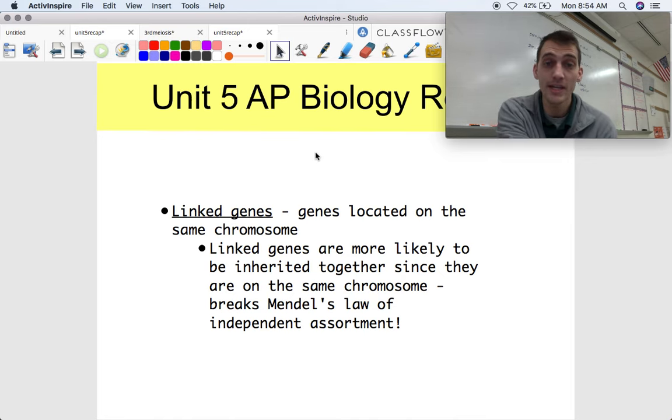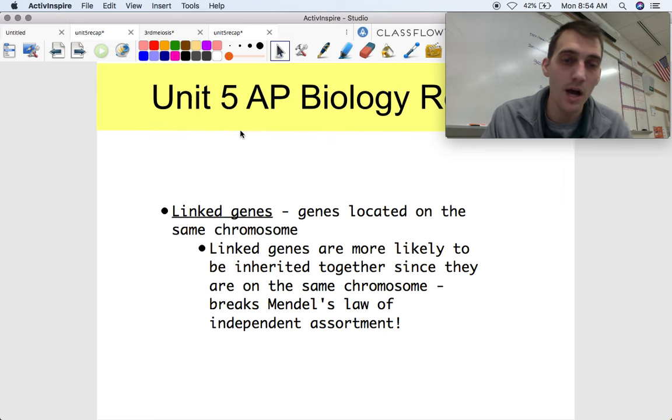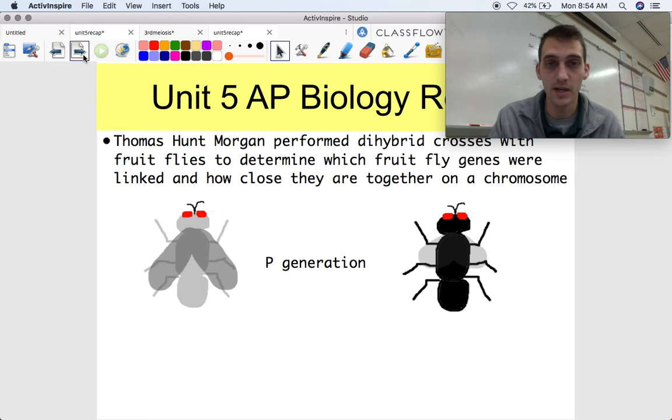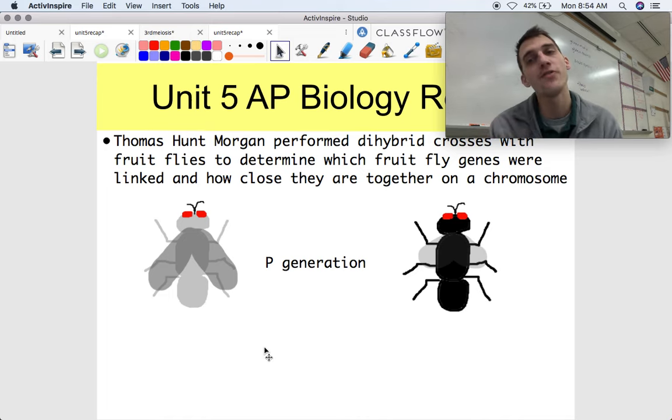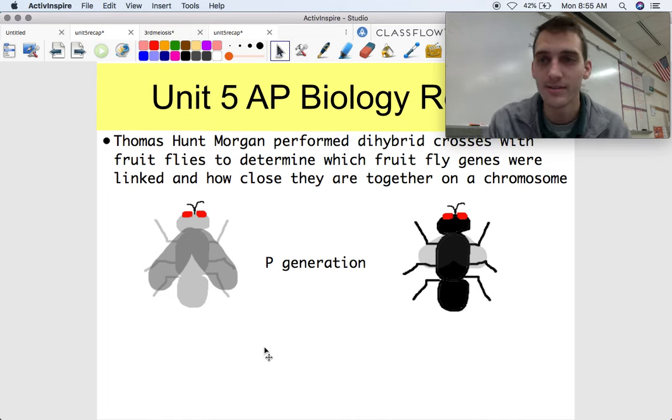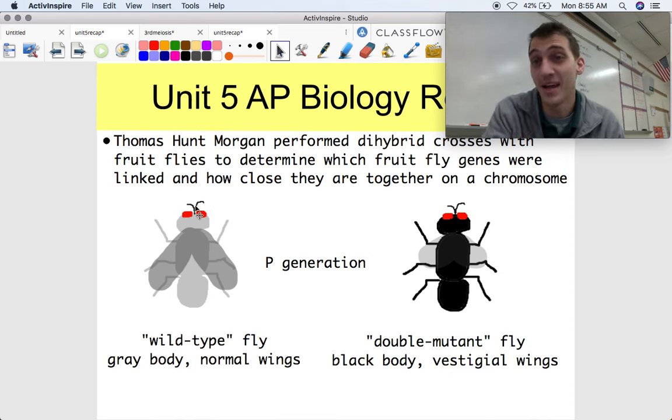And it says right here, linked genes are more likely to be inherited together since they are on the same chromosome, and that breaks Mendel's law of independent assortment. Okay, and so we're going to talk about another set of famous experiments by Thomas Hunt Morgan. He performed dihybrid crosses with fruit flies to determine which genes were linked and how close they are together on a chromosome. So we're going to walk through another set of experiments. And yes, I drew these flies myself, so tell me they're good. I'm not an artist at all, but sometimes I can make a good fruit fly.